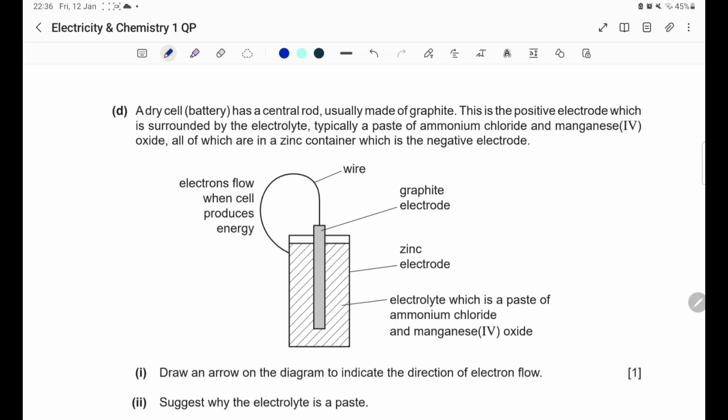Right, so your electrons will be flowing this side. Clockwise, yes, because zinc is more reactive, it tends to lose its electrons, and therefore this is how your electron flow will be.